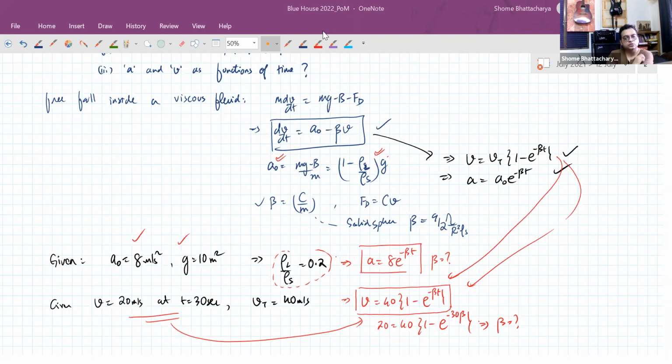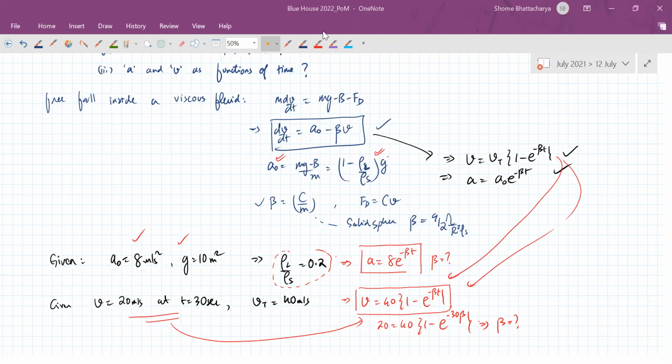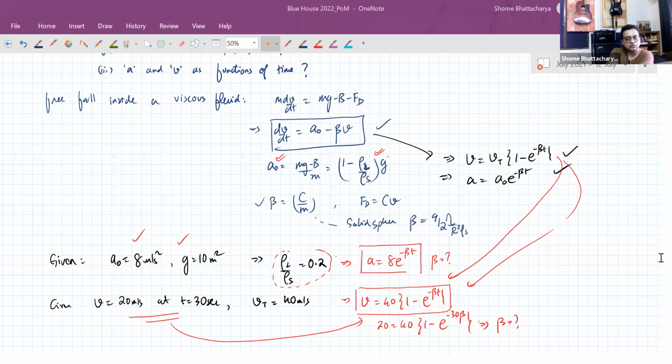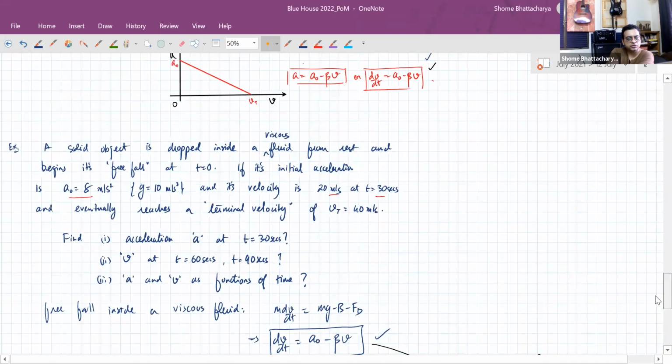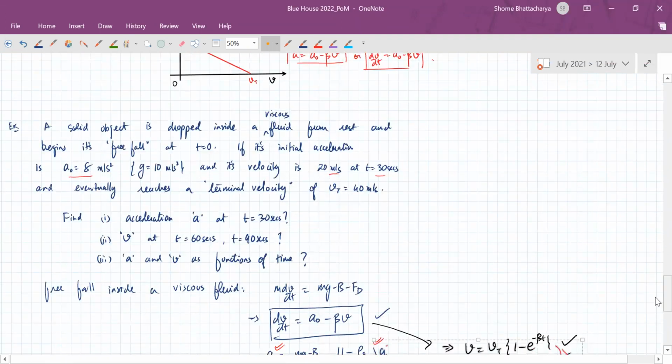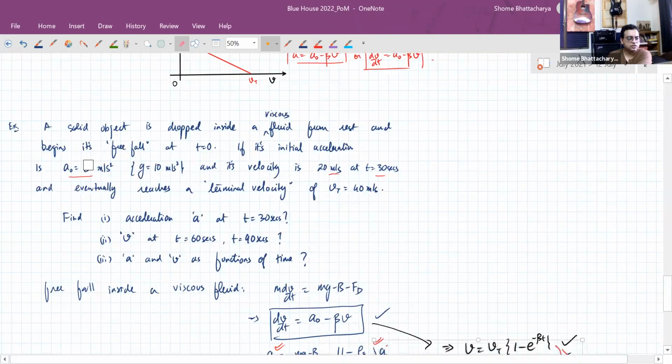Oh yes, Shikhar, we can use that also. That's correct. Sir, for beta, can we use A naught upon terminal velocity? We can, but see here. Okay, let's wait a minute. Let me just change the question, because terminal velocity is given here in the question. Now this is not given. Okay, we have to find out A naught also.